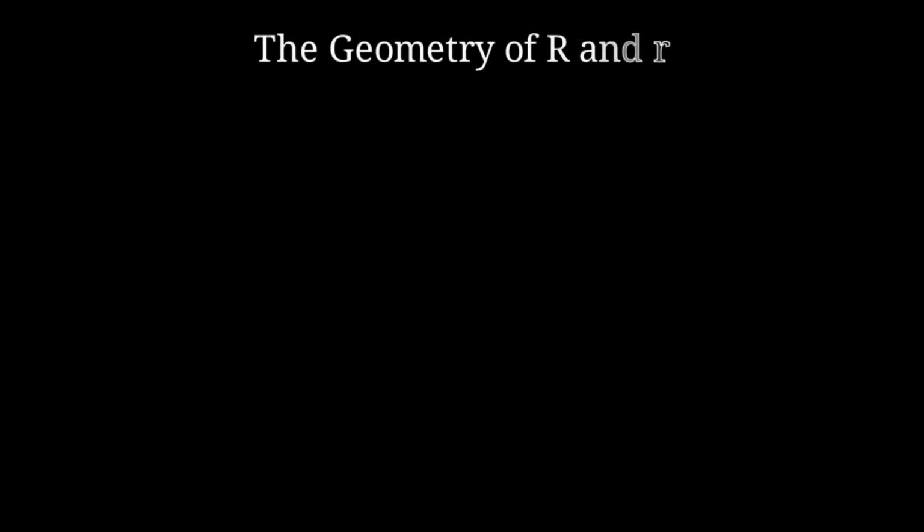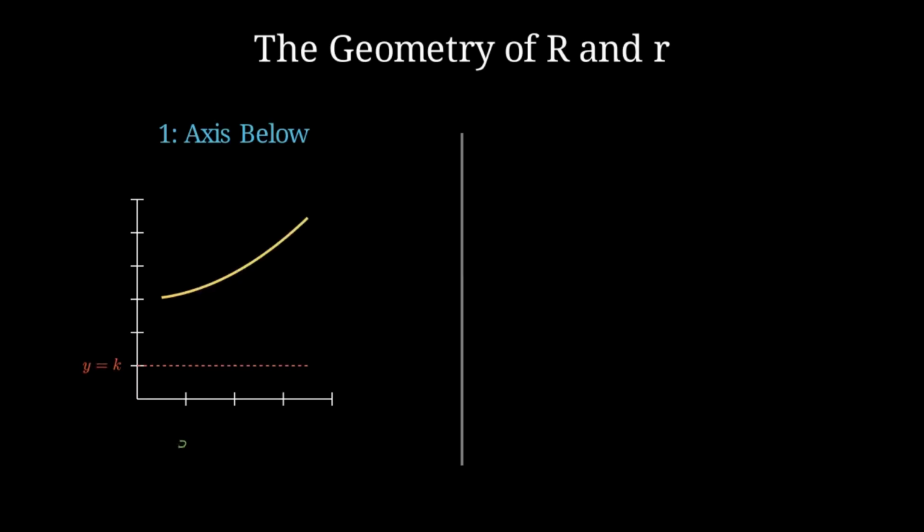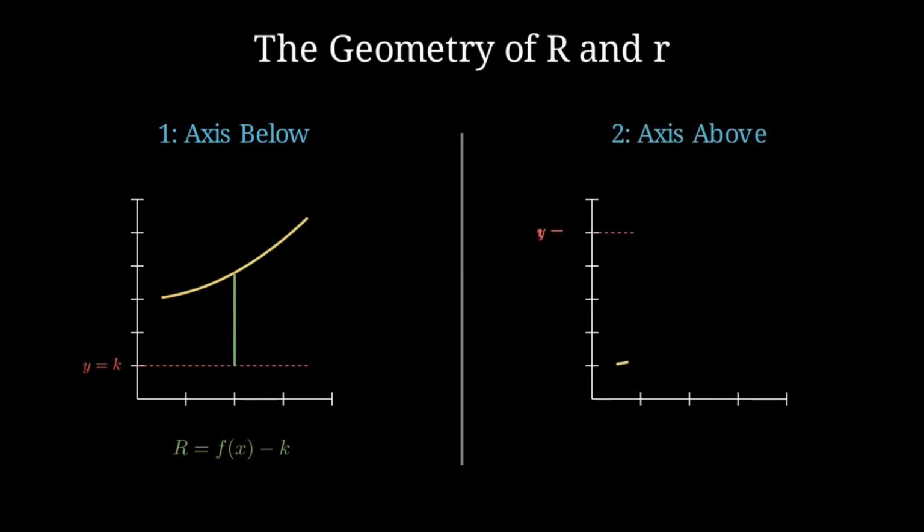Visualizing these segments as physical sticks can help. The length of the stick is the radius. Whether the stick starts at the axis and goes up to the function, or starts at the axis and goes down to the function, the length is always the higher coordinate minus the lower coordinate.